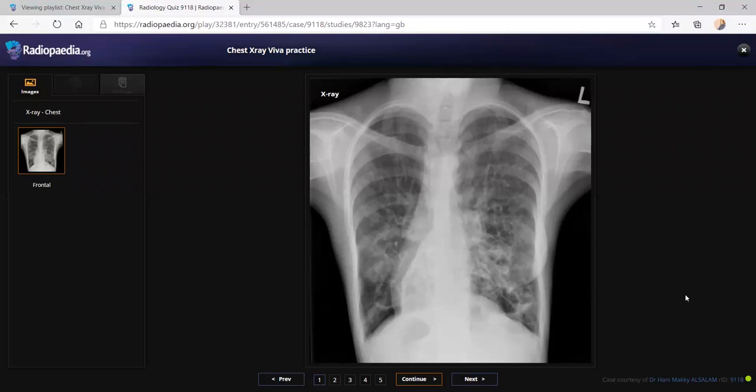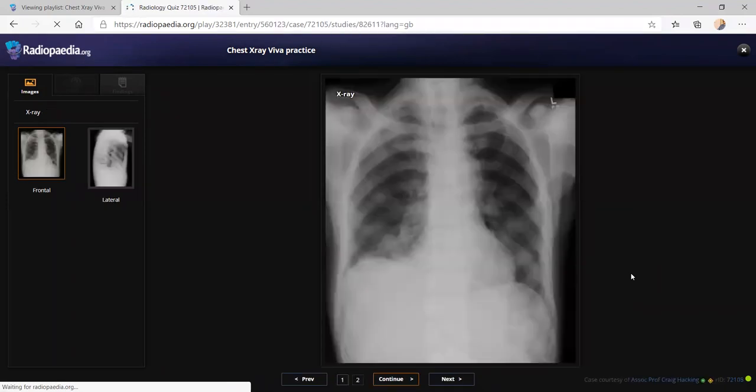So with these appearances, my top differential would be Kartagener syndrome with dextrocardia and underlying bronchiectasis. So I would like to discuss with the clinical details available and comparison with the previous films, first of all, and take it for cross-sectional chest imaging to confirm my findings. Okay.